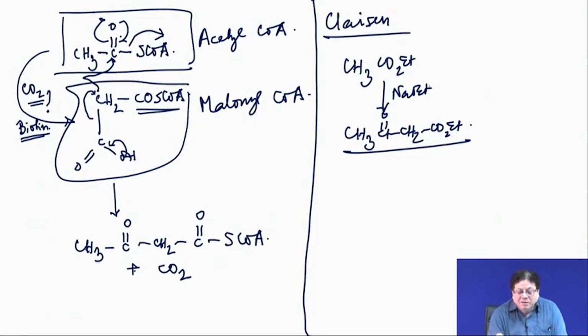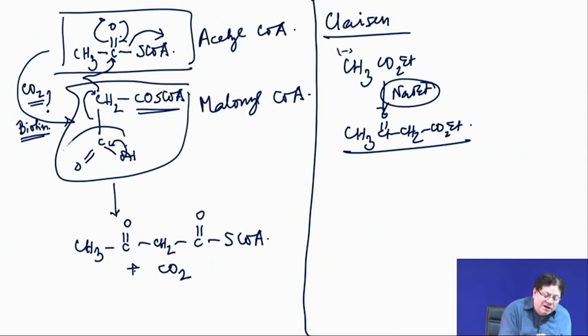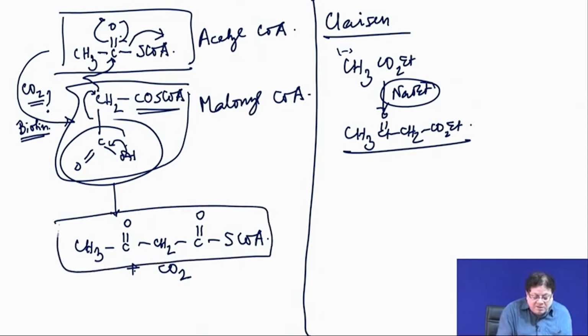Now, nature's way of making the anion here is not sodium ethoxide. Nature does not have sodium ethoxide. In fact, this is an unstable compound. Any moisture will kill the sodium ethoxide, and these reactions after all are taking place in a water medium. So, nature's way of making the anion is via decarboxylation. So, malonyl CoA undergoes decarboxylation and forms what is called acetoacetyl coenzyme A, CH3CO, CH2CO, SCoA.